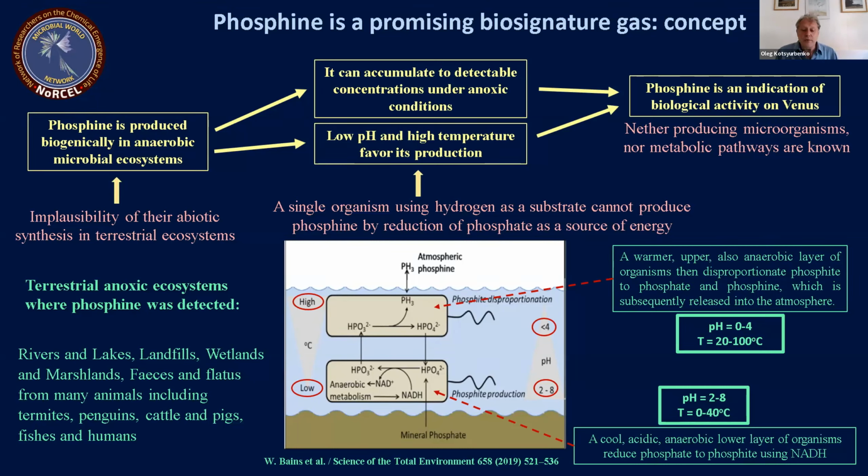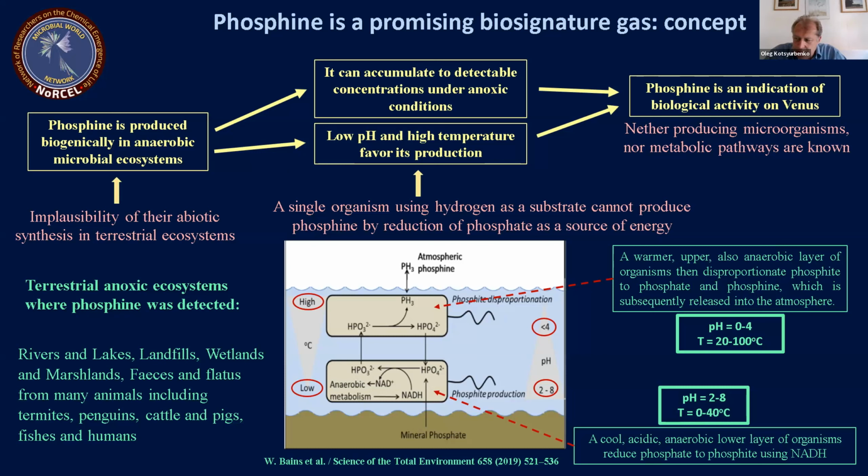Therefore, from the point of view of microbiologists, since there is no direct evidence that phosphine is formed by microorganisms in terrestrial ecosystems, it can only be conditionally considered a biomarker. So this is an argued point for microbiologists and for people who are not directly involved in studying different biological processes. So we know that many scientists consider phosphine a biomarker.